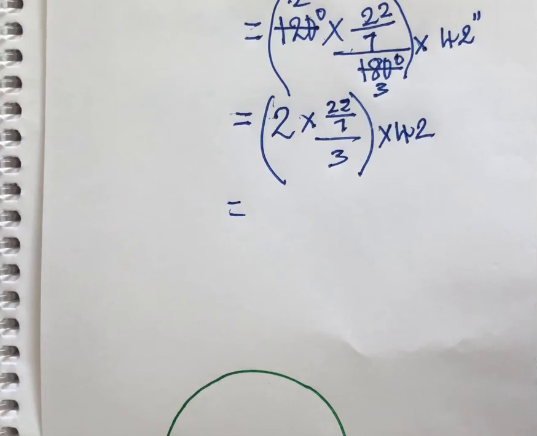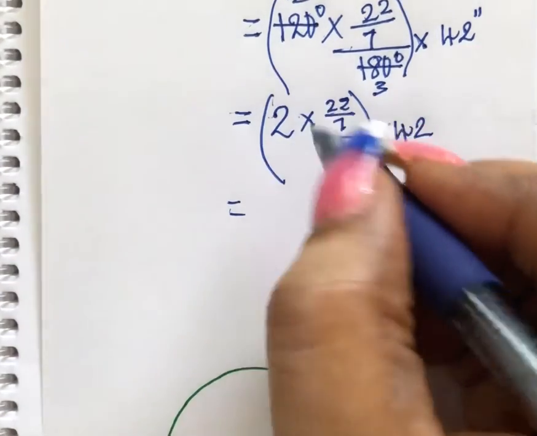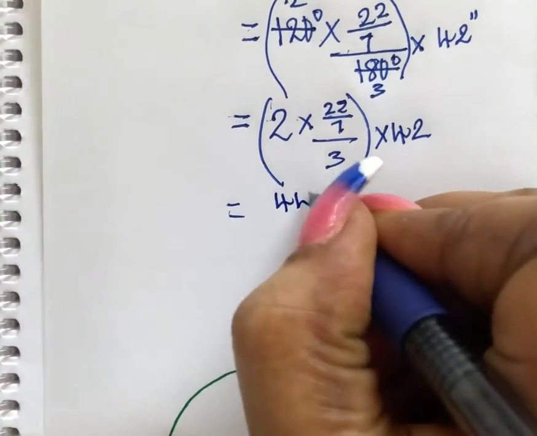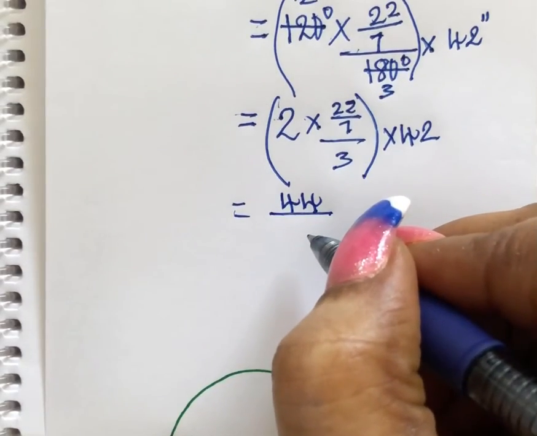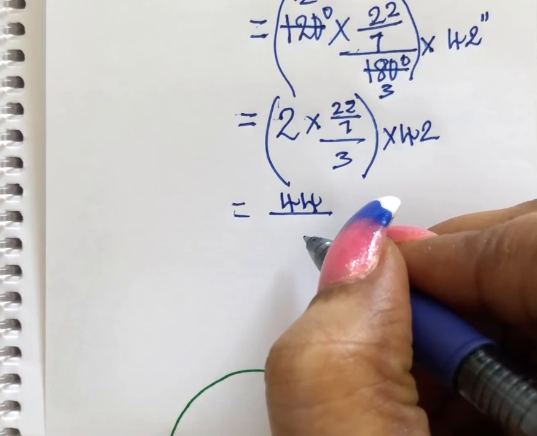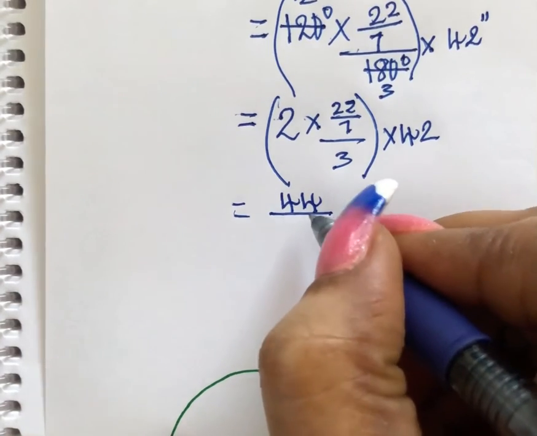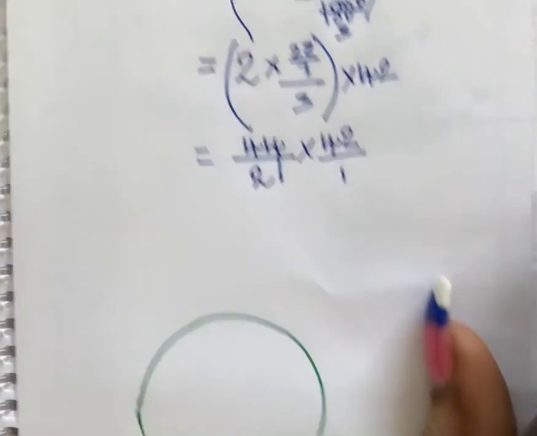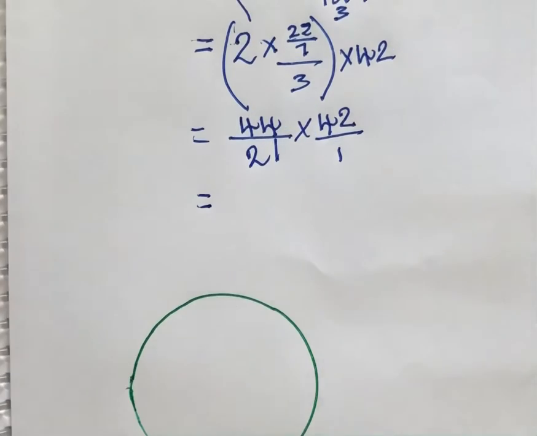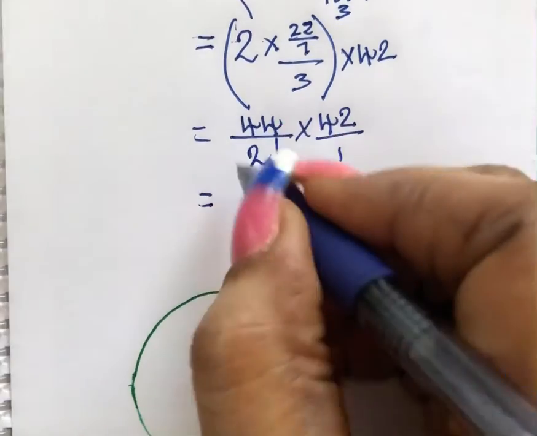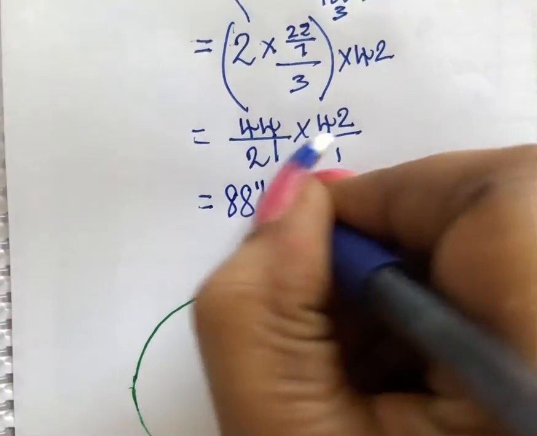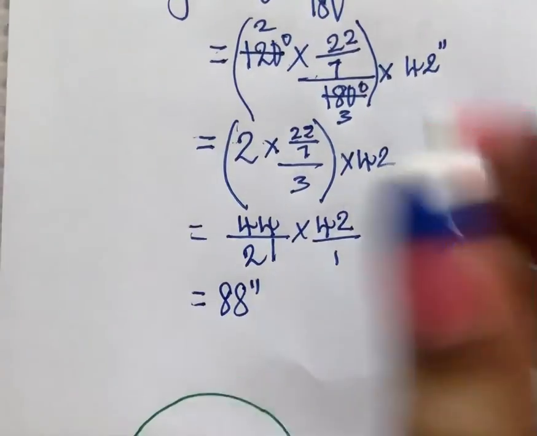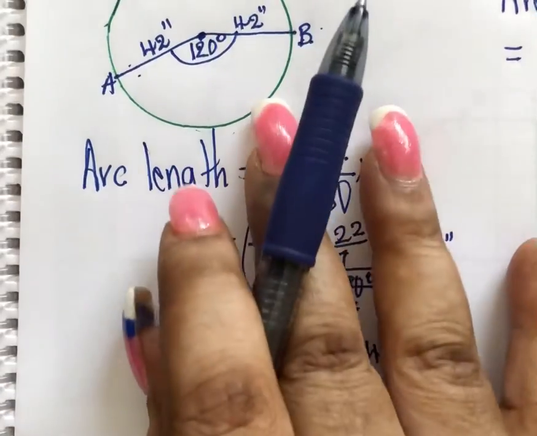Then I can simplify further. 2 times 22 will give me 44. All right. 7 3s are 21. Once we simplify, we should all get 88 inches.